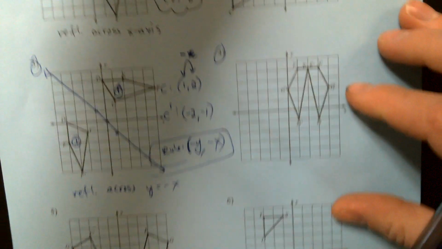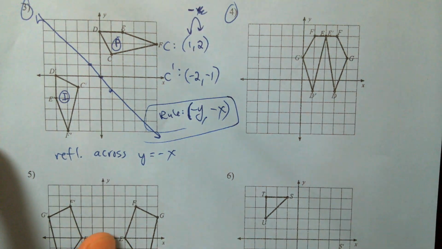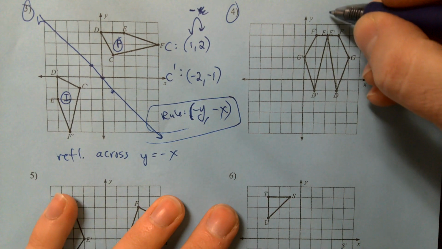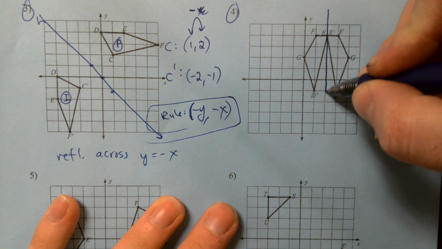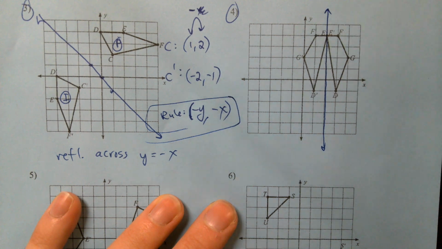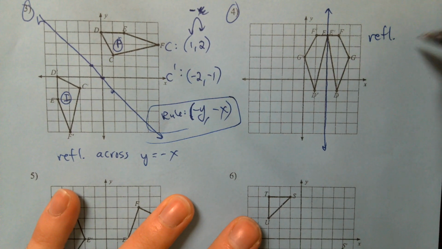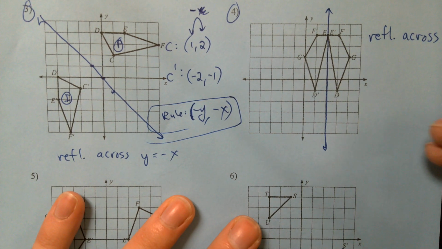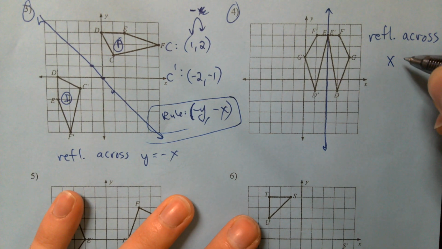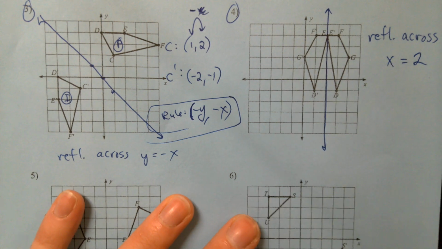All right, now number 4, doesn't look like I'm reflected across a diagonal line. It looks like I'm reflected across a vertical line, like that. Where does that vertical line cross the x-axis? 2. So this is a reflection across. What's the equation of that line right there? Yeah, Colby? X equals 2.